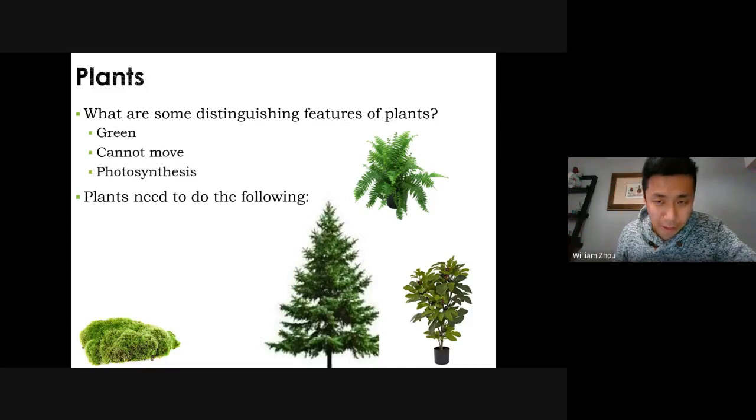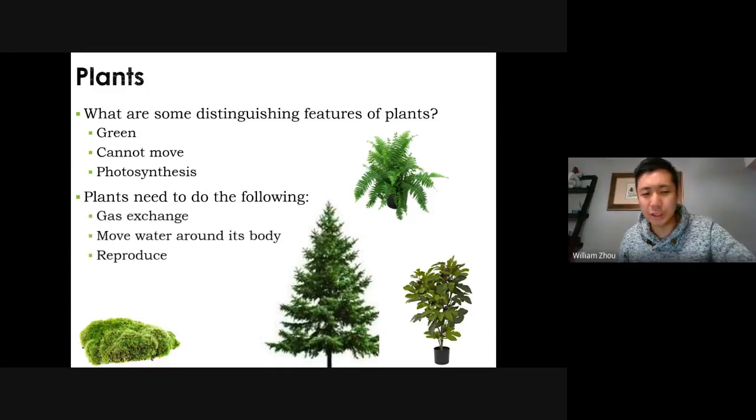So they're green, they do photosynthesis, and for the most part, cannot move. Some plants seem like they're moving, like a Venus flytrap. It does close in on the insect. Those are rare exceptions. Most of the time, plants are sessile. That means they just stay there. And they need to do the following, just like animals. They need to breathe, gas exchange. They need to move water around their body. We move blood around our body. Plants don't have blood, they have water. And they need to reproduce to make baby plants. Otherwise, they wouldn't be here. So that is really similar to animals.